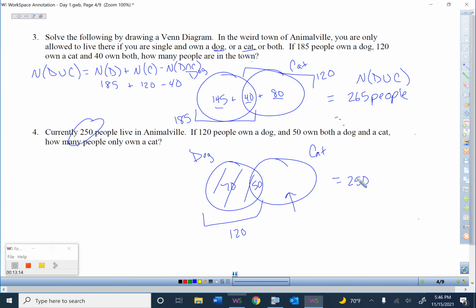A couple different ways to do this. Okay, you can use the separate pieces here, but if you know that 120 are dog people and we're looking for only cats, really all you have to do is subtract off that 120 to get your 130 people. Okay. Same thing goes if you take your 70 and your 50, add them together, you still get 120, you're still subtracting. Doesn't matter how many steps you take, as long as you can come up with that answer for me.